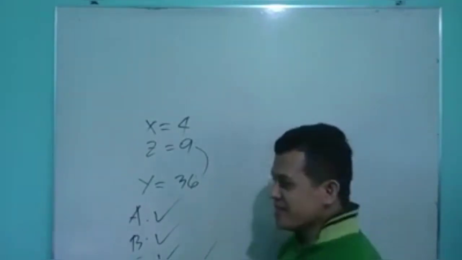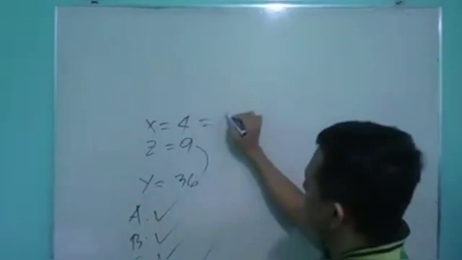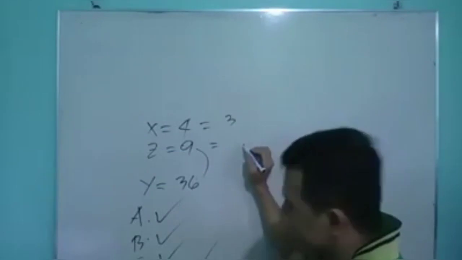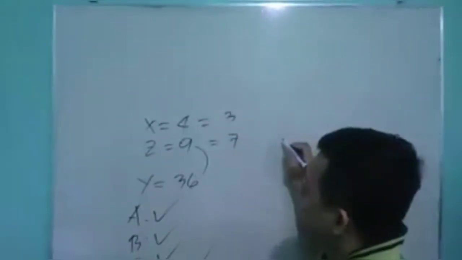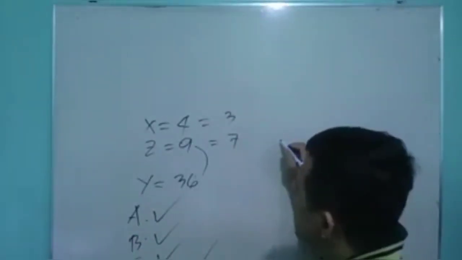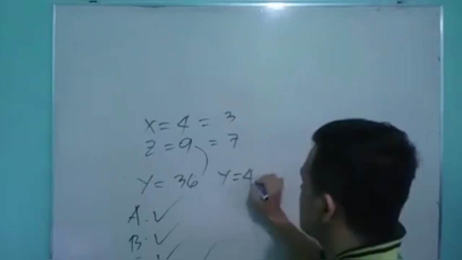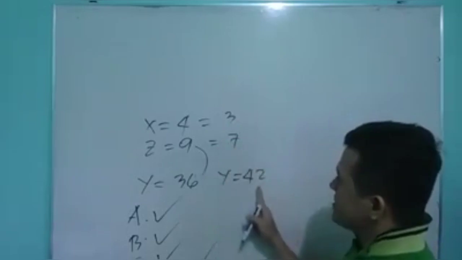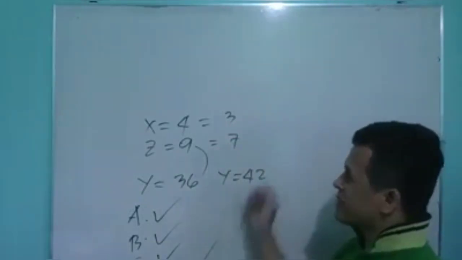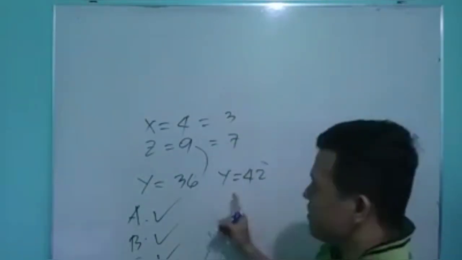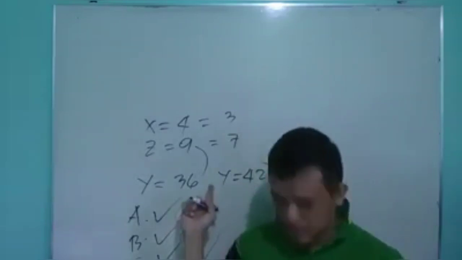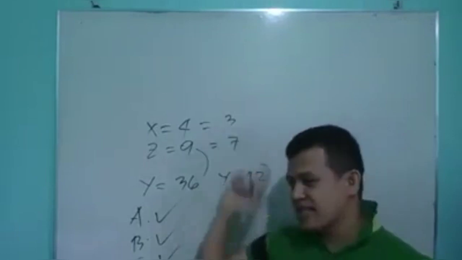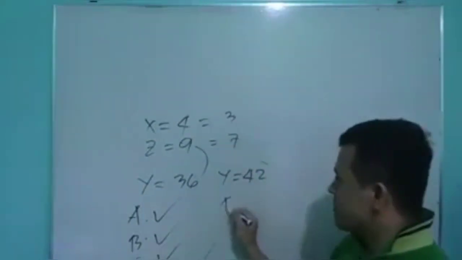Let's try others. Shall we say this one is like 3, and this one is, shall I say, 7. So y is, shall I say, 42, because 42 can be divided by 3, and also 42 can be divided by 7. So that means 42 is a multiple that satisfies the condition that y is a multiple of both x and z. Another, let's write the a.